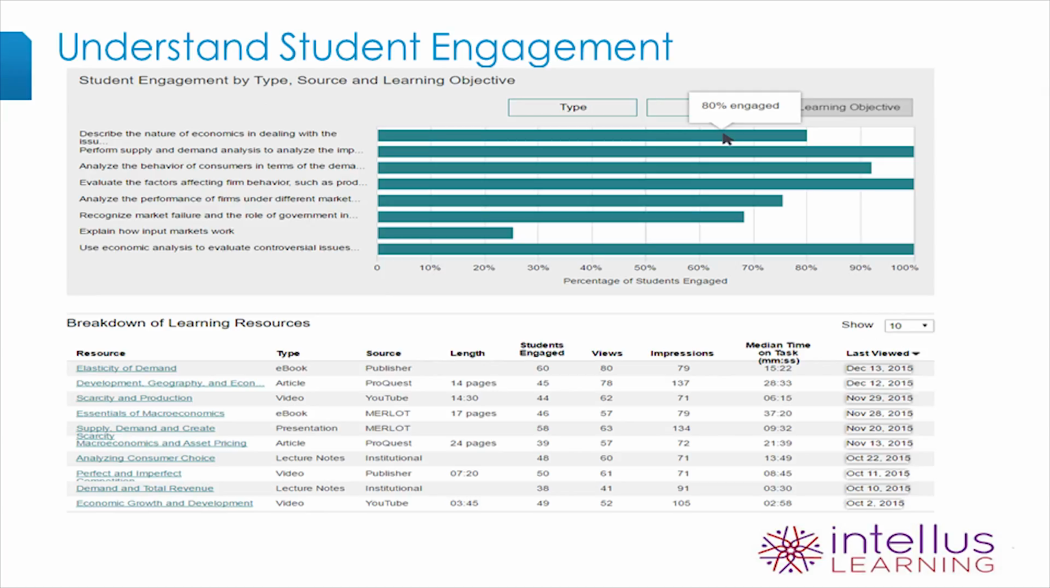These are a couple other reports. This is engagement based on learning objective. So it's kind of hard to read, but the least engaged topic, you can see, is input markets. So why is that? Is that a really boring topic? Do I need to find something more engaging? Is that a tough topic? And then you can also see by resource. So you can see which videos are being viewed most, or which ebook source is being viewed most. And all this data is to kind of help inform decisions on creating courses.